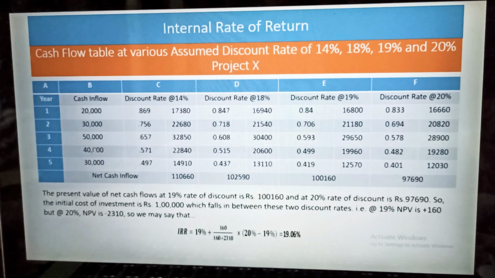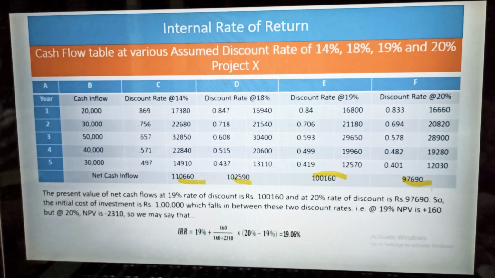The same way I have completed for 5 years, and now I check that in case of 14%, net cash inflow is 1,10,000. You can check here, 1,10,000. For 18% it is 1,02,000. For 19% it is 1,00,160 rupees, and for 20%, this amount is 97,690.